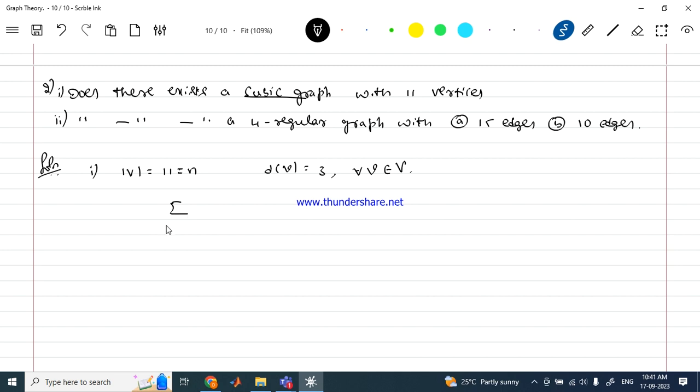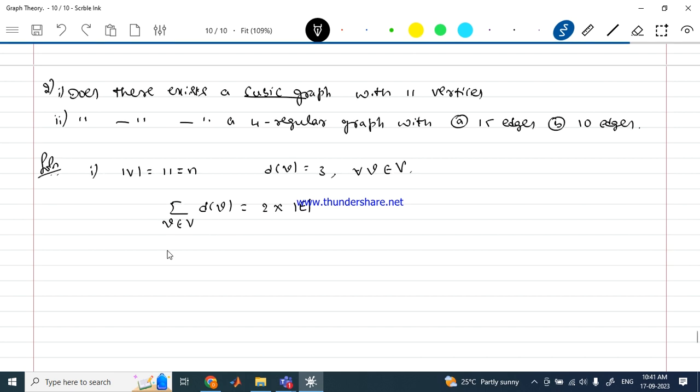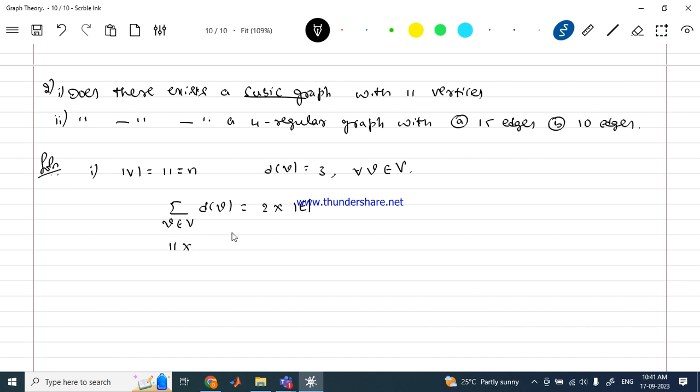Now consider the handshaking property. Sum of the degrees of all the vertices is equal to 2 times the number of edges. And they have not given how many edges are present in this graph. Let me just check out. So with this, can we check any possibilities we have here? So we have got 11 vertices and degree of each vertex is what? 3.